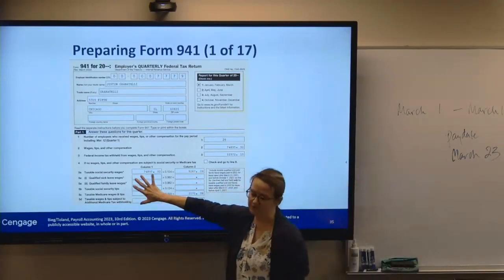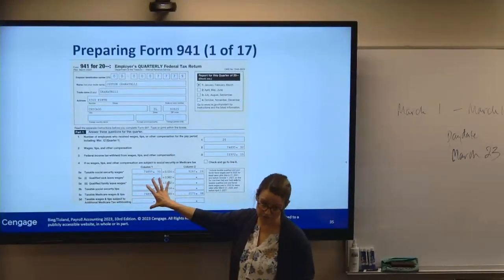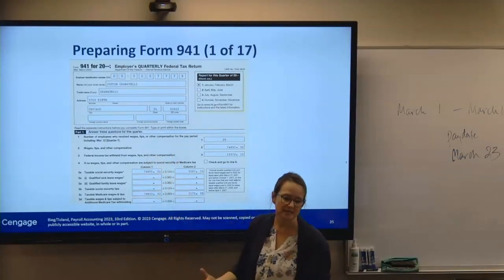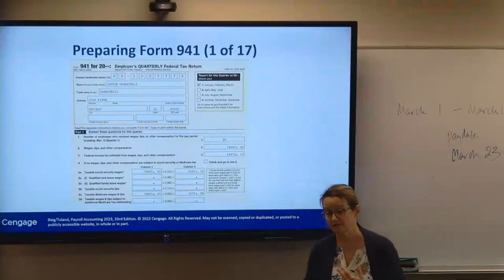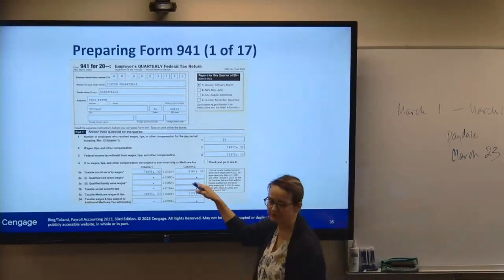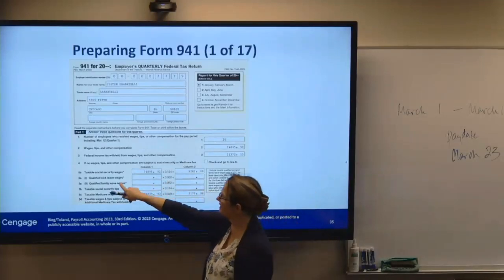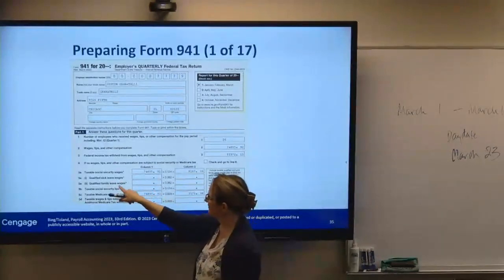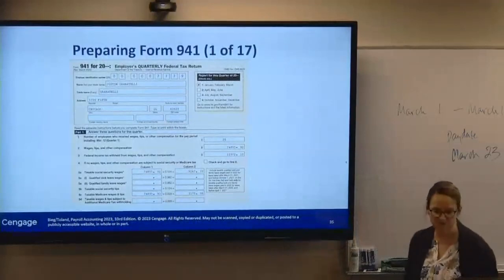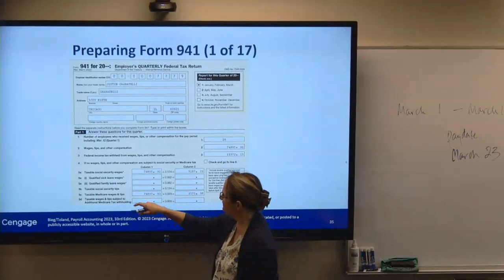By the way, this form changed a lot during COVID. It's kind of switched back, because we had a lot of special taxes and special tax relief that occurred during COVID, and so they inserted a bunch of new lines. So where it says qualified sick leave wages and qualified family leave wages, we're not going to concern ourselves with those specific lines. Just know that those can change from year to year.